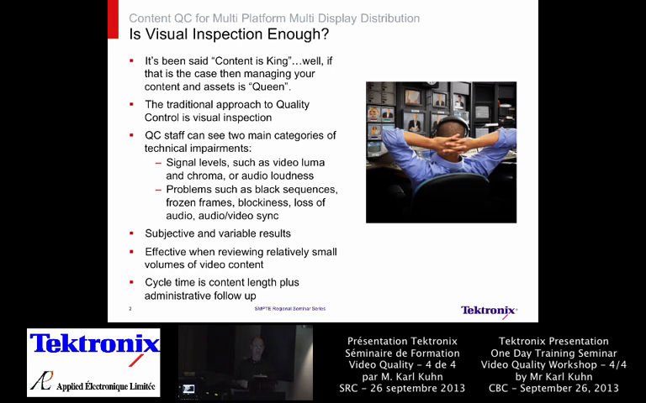What people are good at is looking at signal levels, luma, chroma, audio levels, black sequences, frozen frames, blockiness, quality of experience, what people catch. Loss of audio and video, lip sync. A human being does a pretty good job of that. It's subjective and variable. Different QC people catch different things. Even if you're paying 100% attention, you can't pay 100% attention. I work with certain agencies that have people watching video.